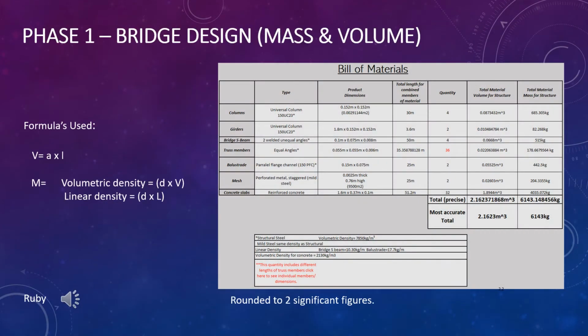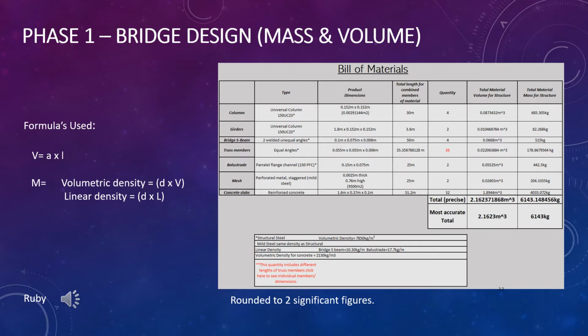Our aim of this phase was to analyse the bridge design using a completed bill of materials. By separating the structural members of the bridge, we were able to use engineering physics. The SI units, international system of units, for this phase were meters cubed for volume and kilograms for mass.